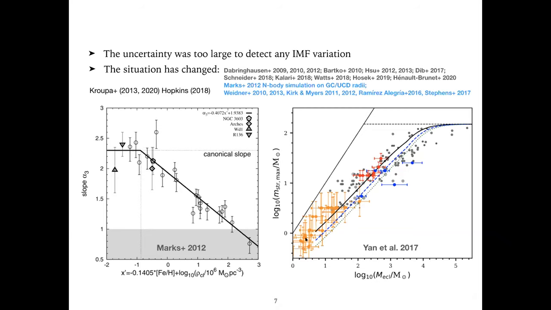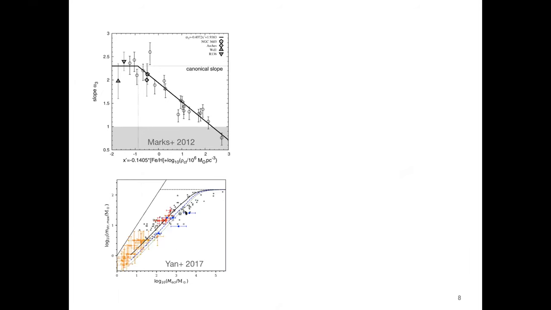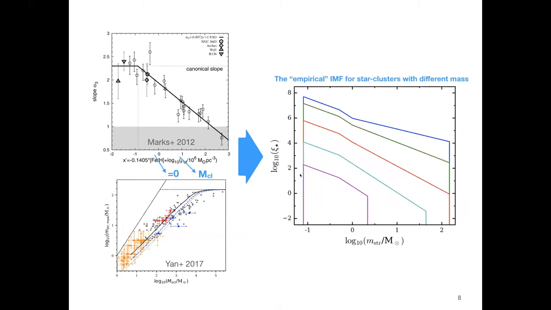So there is a tight relation between the mass of the most massive star and the mass of the star cluster. Now with these two relations, it is possible to plot the IMF variation of different star clusters with different mass. Here I assume the metallicity to be solar metallicity, and this is the core density of a star cluster, which is correlated with the mass of the star cluster. So this is a function of star cluster mass.